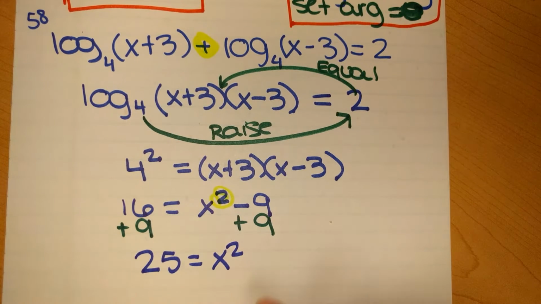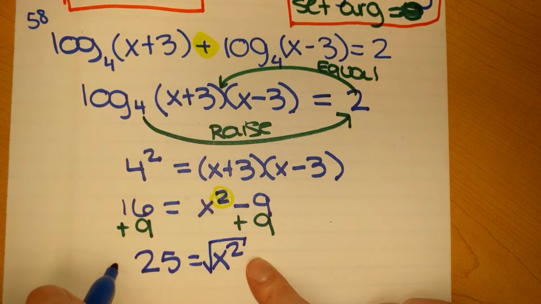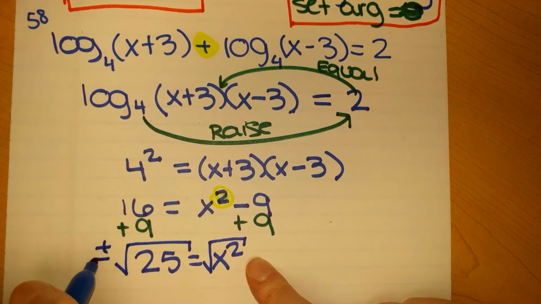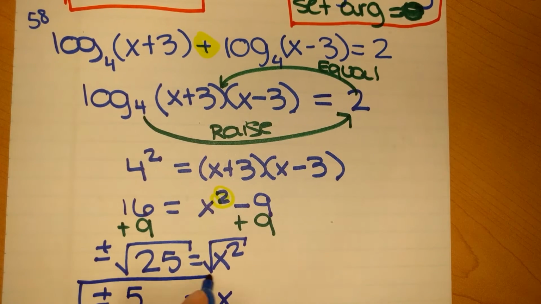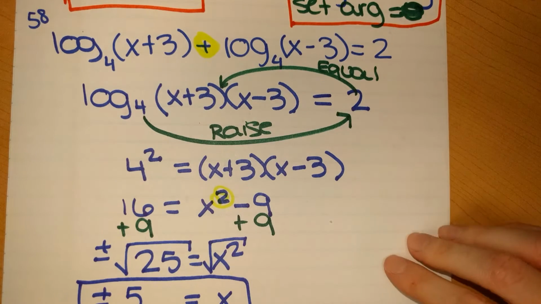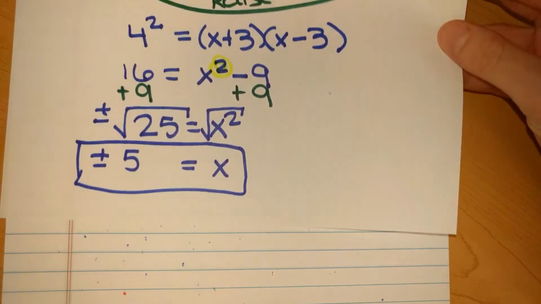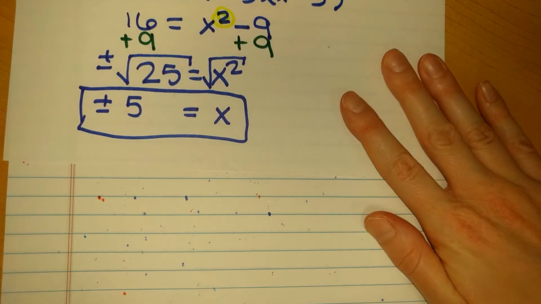Now, with a squared, we need to have 2 answers, and we can undo the square by taking the square root. But when we have our 2 answers, we're going to have a plus or minus square root of 25. So that will give us that x is equal to plus or minus 5. Now, it's very tempting to be like, it's a done deal, it's going to be 5 and negative 5. But that is not the final answer, because if you remember, the logarithm is not defined for a negative argument.